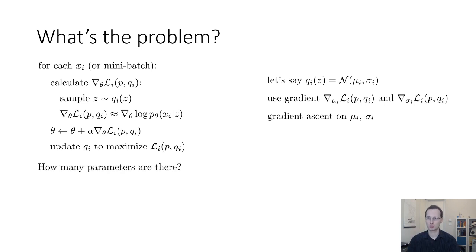So how many parameters do we have total if we do this? Well, there's the number of parameters in theta plus the number of parameters in mu and sigma times the number of data points in our data set. This is not a big deal if you have a very small amount of data, but if you have millions of points, the number of parameters that you have in mu and sigma might be enormous. And it might make this very difficult to learn.